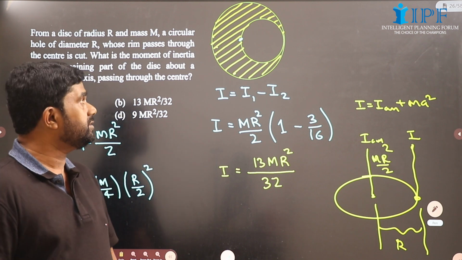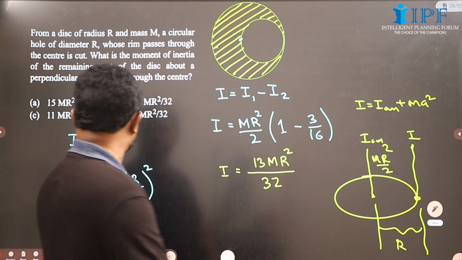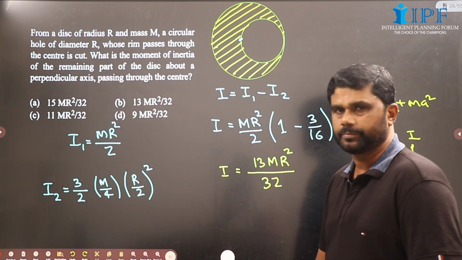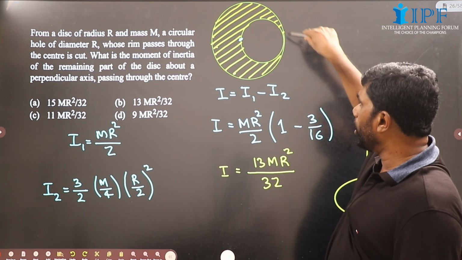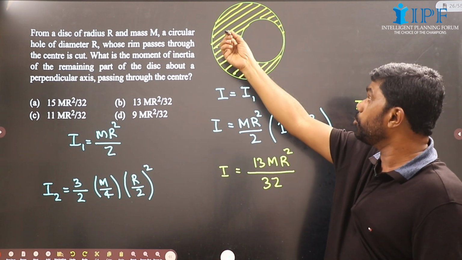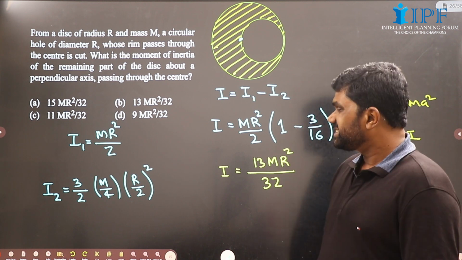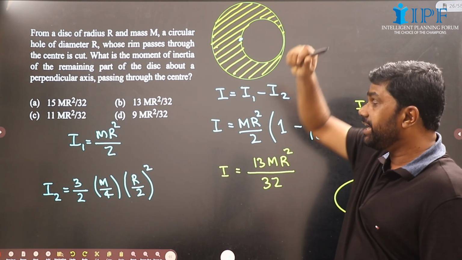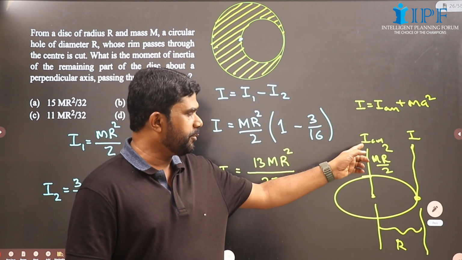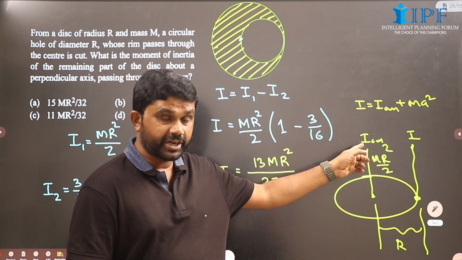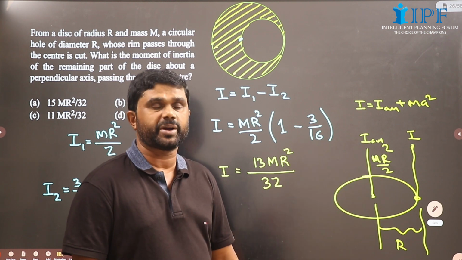Okay, I1: the moment of inertia of the original disc is MR² by 2, and we need the moment of inertia of the removed part, meaning this smaller disc, about this axis. The moment of inertia of a disc about an axis normal to its plane and passing through its center is MR² by 2.